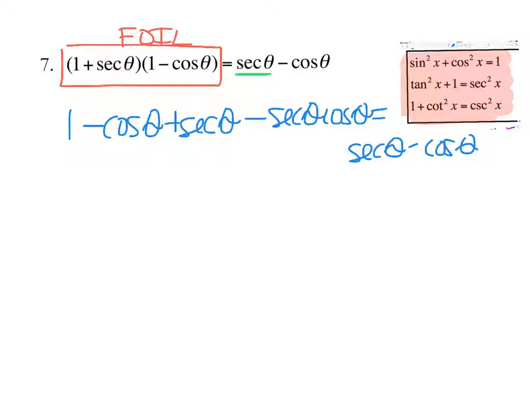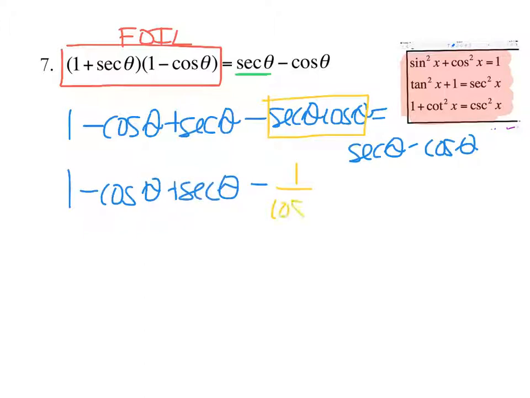The place that it's actually going to help us is the place where it is being multiplied here. If I switch that out, I'm going to keep all of this the same, 1 minus cosine theta plus secant theta, minus, and I'm going to make that 1 over cosine theta. So it's in terms of cosines and sines, and this is going to stay cosine over 1. And our goal is to get that equal to secant theta minus cosine theta.